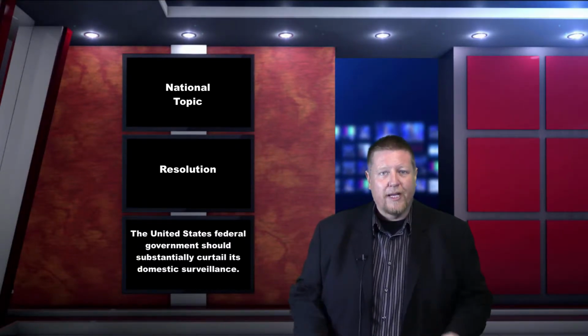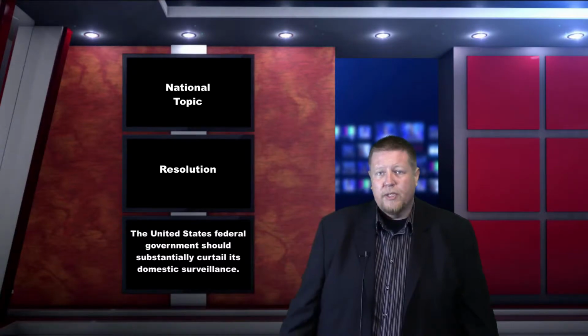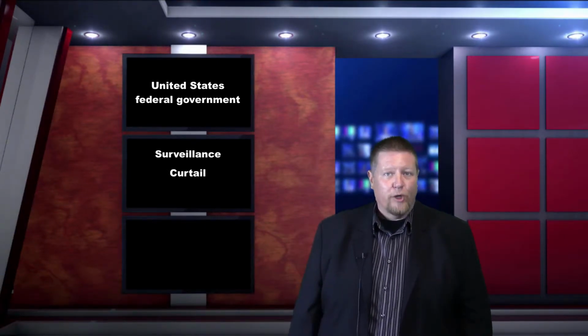Now, that might seem like a complicated sentence at first, but let's give it another look. You already know what the United States federal government is, and you know that surveillance means to gather information by watching something closely, sort of like spying. Curtail is just a fancy way of saying reduce or cut back, and domestic means within the United States borders. So this year's resolution is actually pretty simple. The government should substantially reduce the amount of spying it does within its own borders.